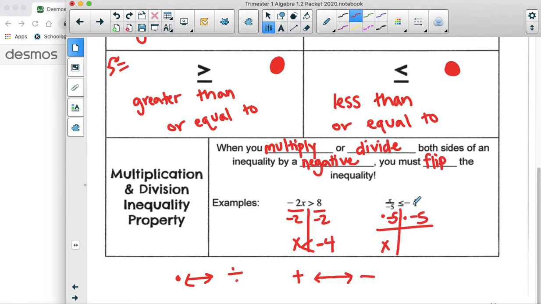And then -1 times -5. A negative times a negative is a positive, so +5. And this would switch from a less than or equal to a greater than or equal to. Okay. All right, so we just have 4 examples.